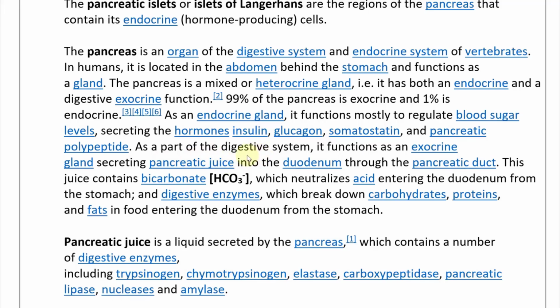As a part of the digestive system, it functions as an exocrine gland, secreting pancreatic juice into the duodenum through the pancreatic duct. This juice contains bicarbonate, HCO3-, which neutralizes acid entering the duodenum from the stomach, and digestive enzymes, which break down carbohydrates, proteins, and fats in food entering the duodenum from the stomach.